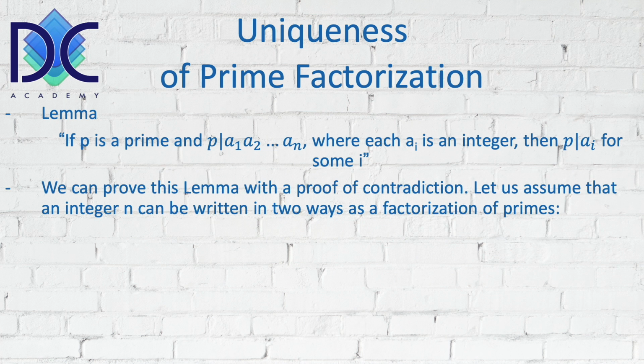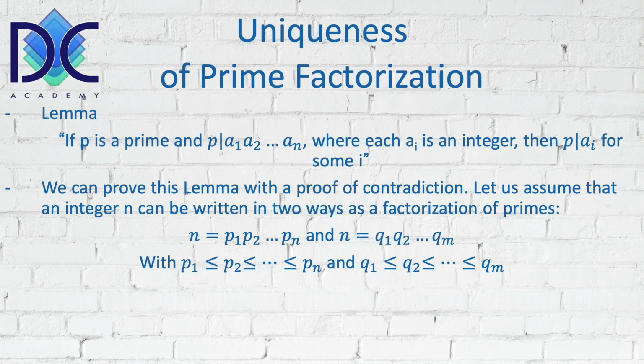Now, when we look at this lemma, we can use a proof by contradiction. And let us assume that an integer n can be written in two ways as a factorization of primes. So we have two ways to write n. We have a different factorization, so the p1 up to pn are primes, and q1 up to qm are also primes. Now, since both of them are equal, we can in fact remove the primes which are, let's say, identical, which are part of both numbers.